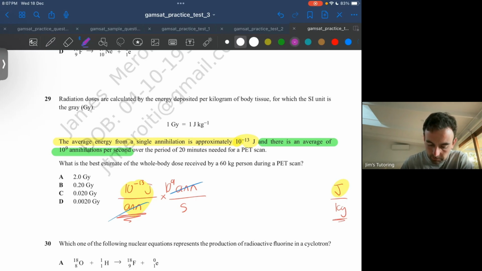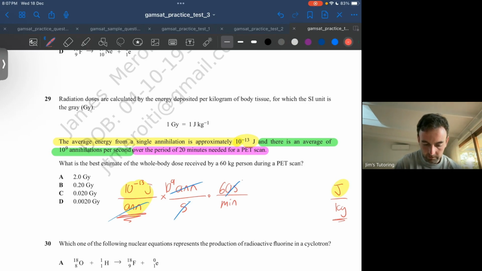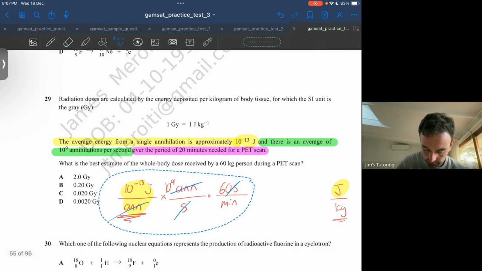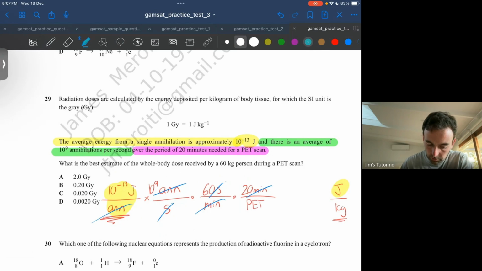Well, I can see that we've got 20 minutes in there. So I can do times 60 seconds per minute. That cancels out my seconds. This is probably taking up a little bit too much space. It's quite a lengthy one. So you can see I'm just gradually working closer and closer to the goal. So then I can times this by 20 minutes per PET scan. Okay, so again, another dimensionless unit there, which I got from that purple thing.